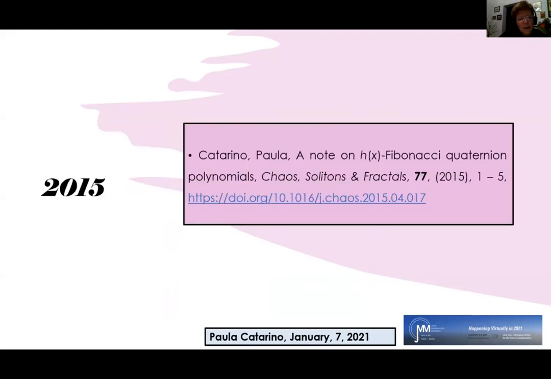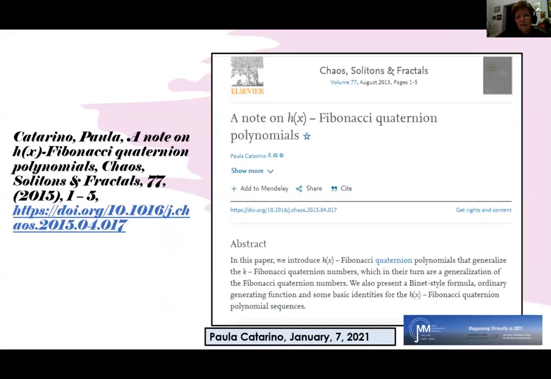In 2015, I wrote my first paper on this kind of sequence of quaternions. Here is the screen of the abstract of this paper. As you can see, in this paper I study this kind of quaternion sequence, which involves polynomials. We present some properties of this sequence, as well as a Binet style formula, ordinary generating function, and some identities.